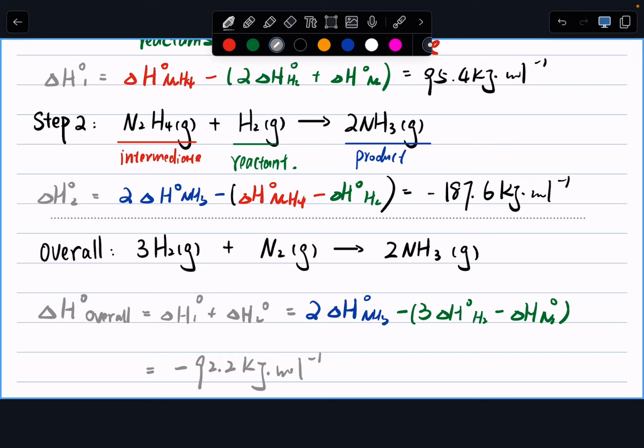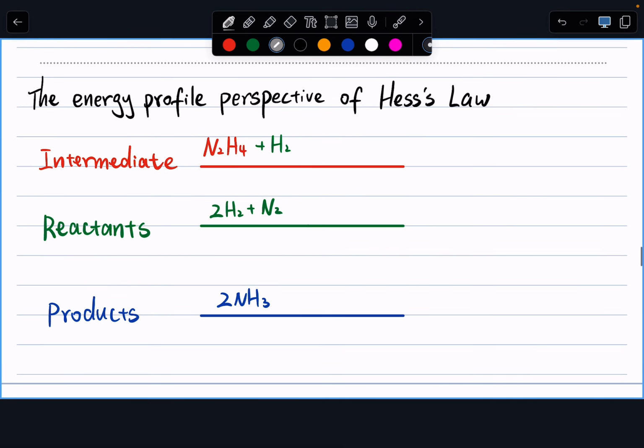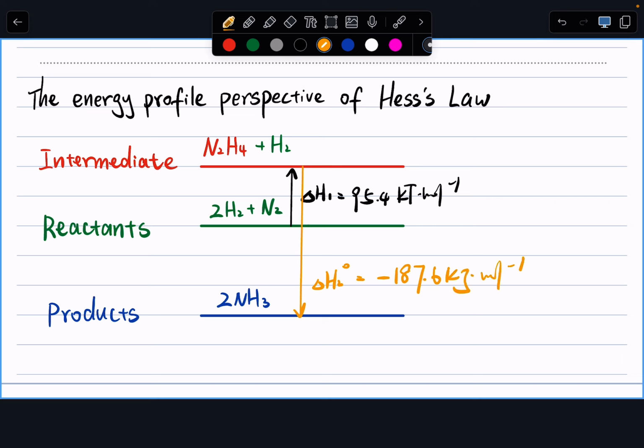And this part, you can also put onto a more straightforward energy profile version. So what the reaction is doing is we start with my delta H naught 1 being uphill. And then your second one is downhill by 187.6 kilojoules per mole. And the overall reaction is just the sum of these two.